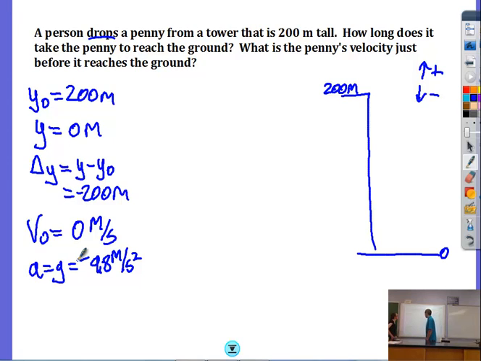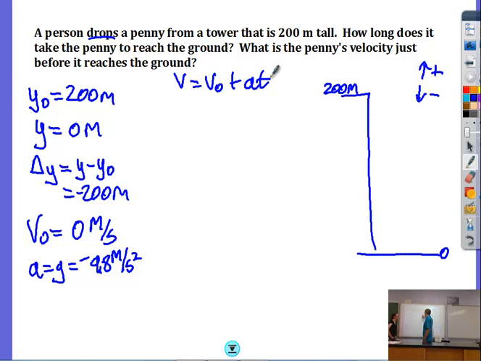Okay, so we don't know how long it takes the penny to reach the ground. And we don't know its final velocity. So we're looking for time and we're looking for final velocity. It really doesn't matter which one we do first. Okay, so let's see. My first equation has time. Well, let's just list them. v equals v naught plus at. Does this one help me?